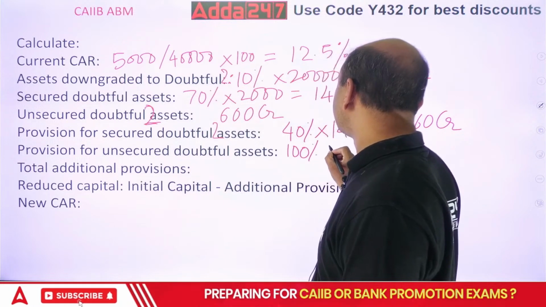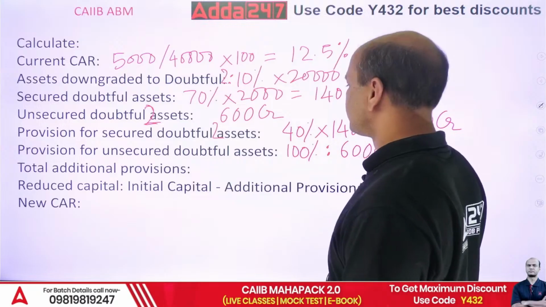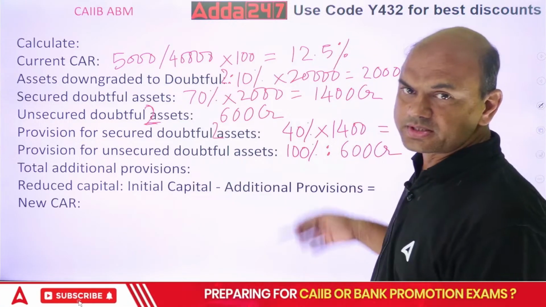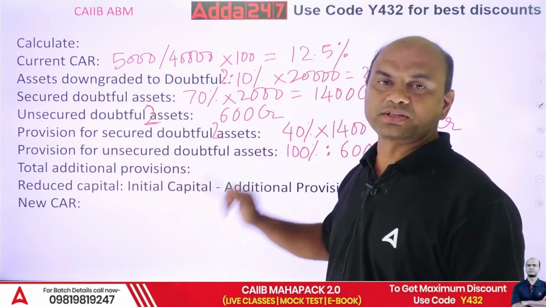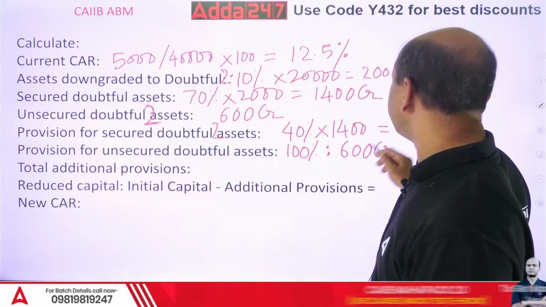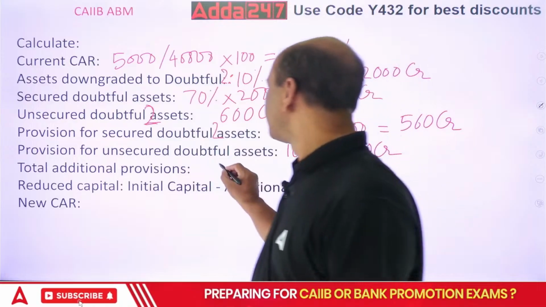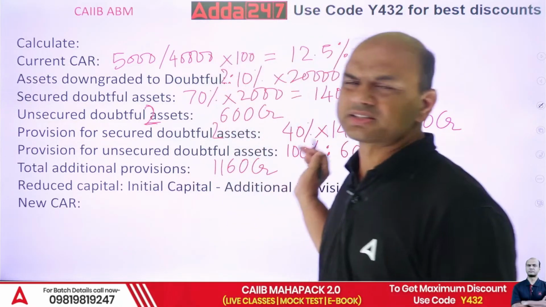So that is equal to 600 CR. Okay, 600 CR, these are all new provisions. So what is my total provision now? See this, total additional provision. Add this, 560 plus 600. So 1160, 1160 CR. So simple case study it is, right?